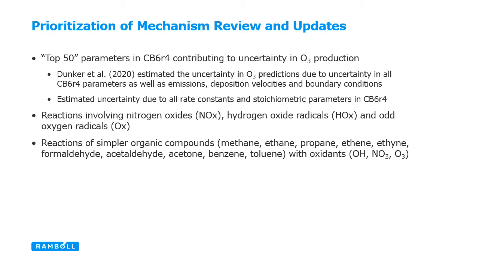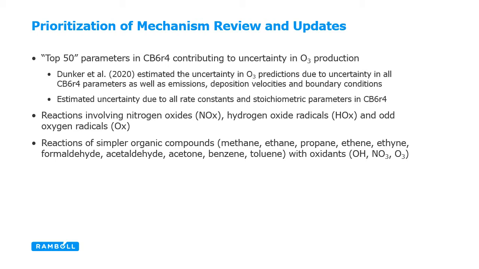In this update of CB6, we prioritized the review and update of the mechanism in a few ways. First, we used the top 50 parameters in CB6R4 that were determined to contribute to uncertainty in ozone predictions. The parameters contributing to ozone uncertainty were identified in a recent study by Dunker et al. 2020, in which a detailed sensitivity analysis of CB6R4 was performed with the decoupled direct method. This study estimated the uncertainty due to all rate constants and stoichiometric parameters in CB6R4, in addition to the uncertainty caused by emissions, deposition velocities, and boundary conditions. We prioritized the top 50 parameters contributing to this uncertainty in our review of CB6R4.